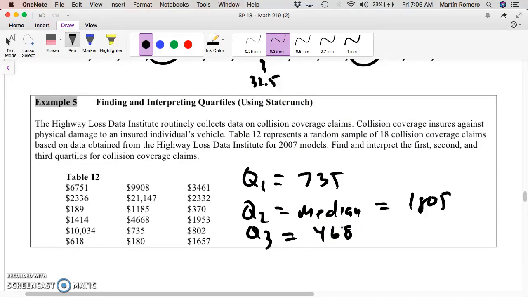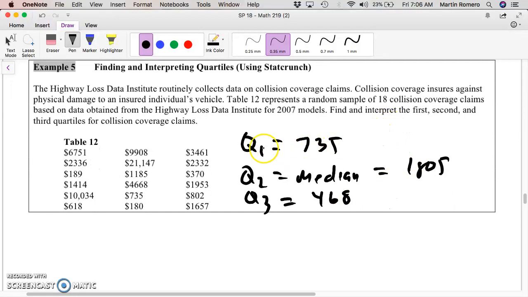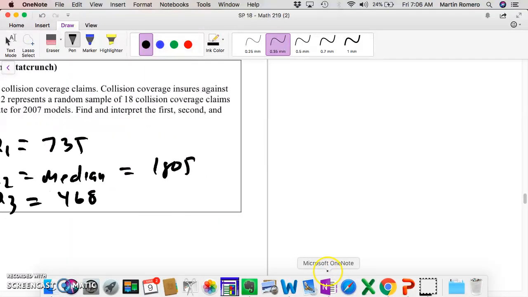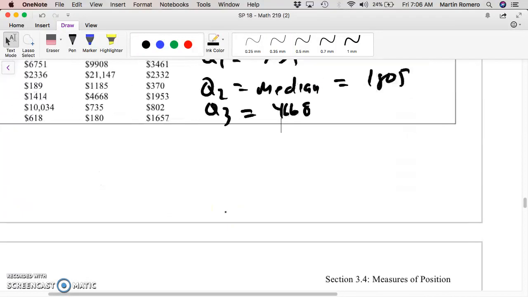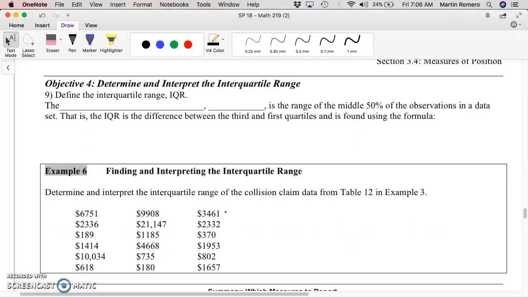Now that we have that information, what does it mean? Interpreted, it means that 25% of the data is below or equal to 735, 50% is below or equal to 1805, and then 75% of the data is below 4668. These numbers are off. What did I do? Let me check. Did I write the 4668? That was it. Okay, 75% are below that value. Okay, so that is where we were.